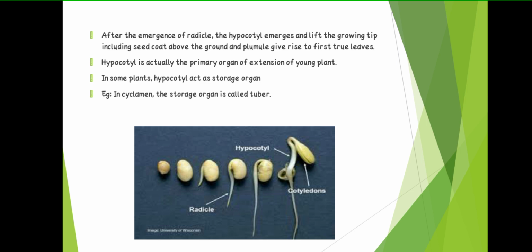Hypocotyl is actually considered as the primary organ of extension of a young plant. And in some plants, hypocotyl acts as a storage organ. That is, in cyclamen, this hypocotyl acts as a storage organ and it is known as a tuber in the case of cyclamen.